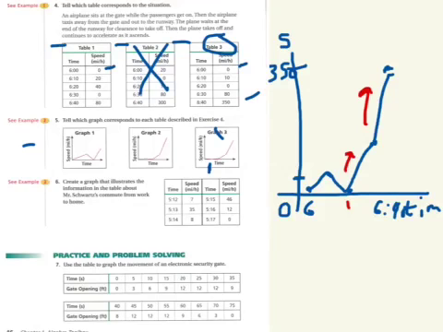And graph number 1 accelerates right here, but it doesn't really pick up that speed that would mark 350, which is a pretty great speed. So let's cross number 1 out.